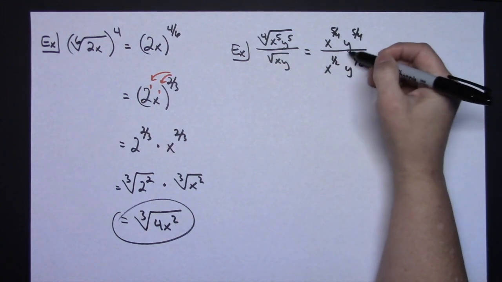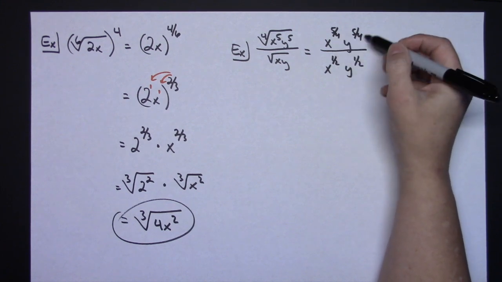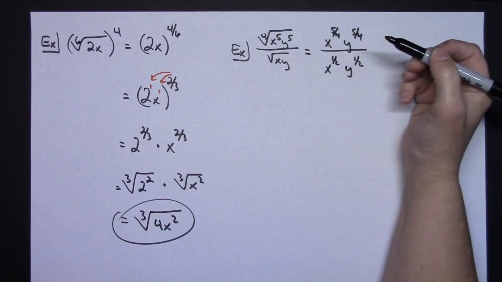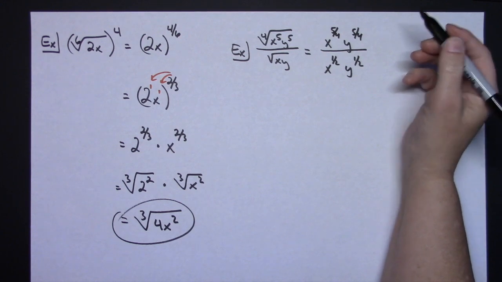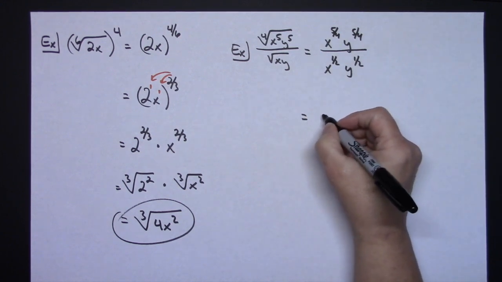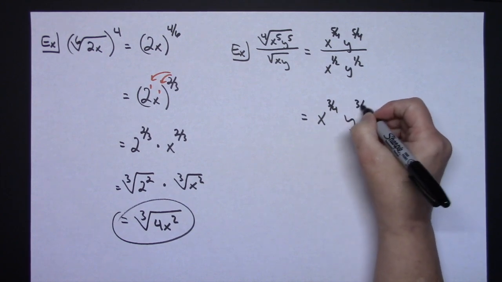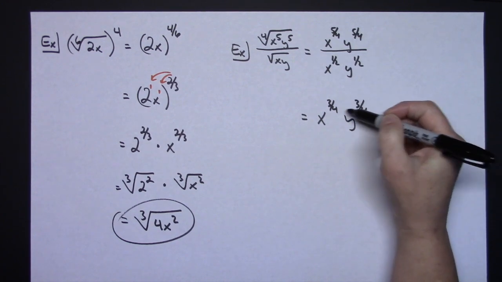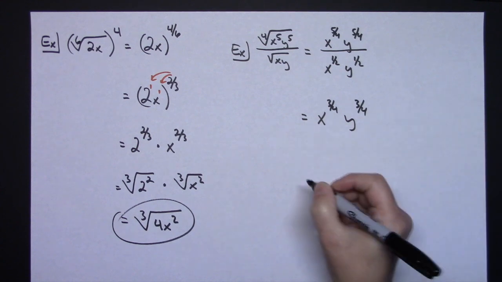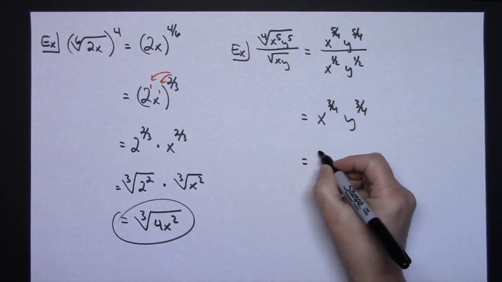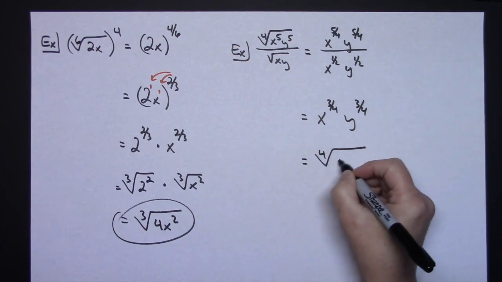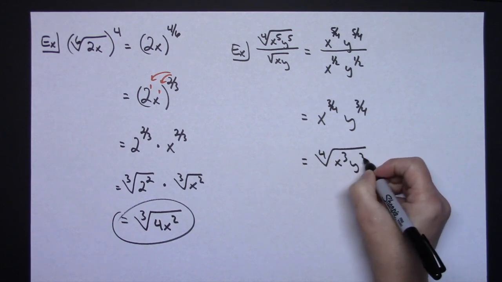Now I'm dividing like bases, so that means I've got to subtract each one of those. 5/4 minus 1/2 on both of them will be the exact same thing. So then I'm going to have an x to the 3/4 and a y to the 3/4. Both of them already having that fourth root there, so then I can go the fourth root of x to the third, y to the third.